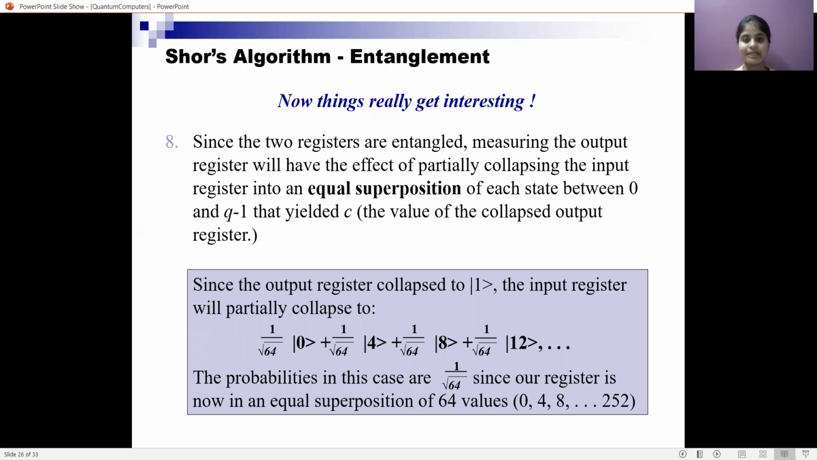Entanglement. Now it gets interesting. Since the two registers are entangled, measuring the output register will have the effect of partially collapsing the input register into an equal superposition of each state between 0 and q minus 1 that yielded C, the value of the collapsed output register. Since the output register collapsed to 1, the input register will partially collapse as shown. The probabilities in this case are 1 by root 64, since our register is now in an equal superposition of 64 values.